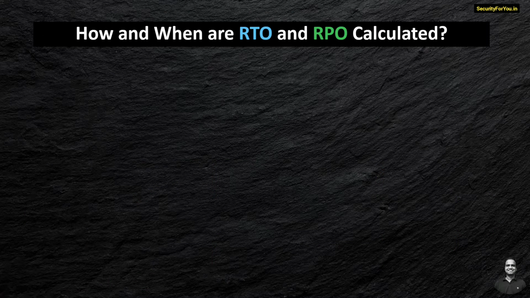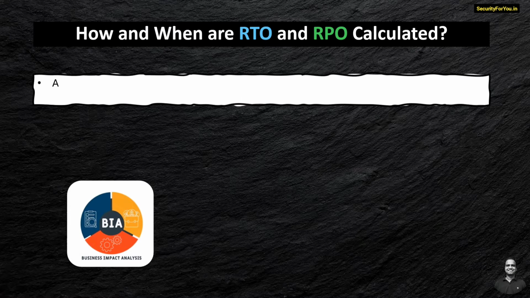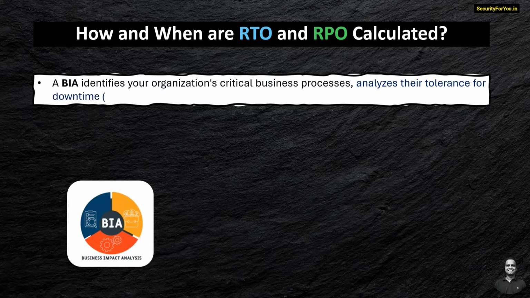RPO and RTO are calculated through a business impact analysis. So, business impact analysis identifies your organization's critical business processes and analyzes their tolerance for downtime and what will be the acceptable data loss. How organizations do business impact analysis and how they prepare a BIA document is altogether a separate topic which we can discuss in a separate video.